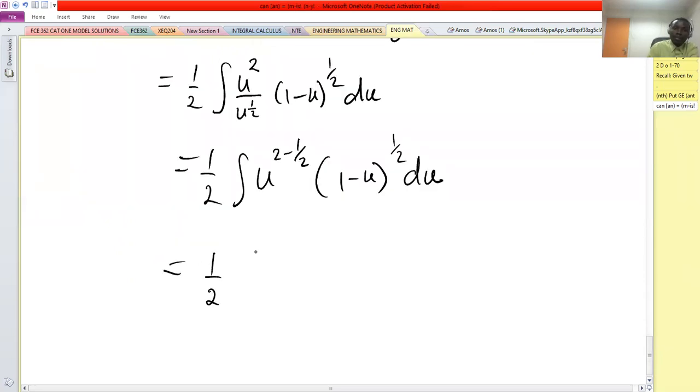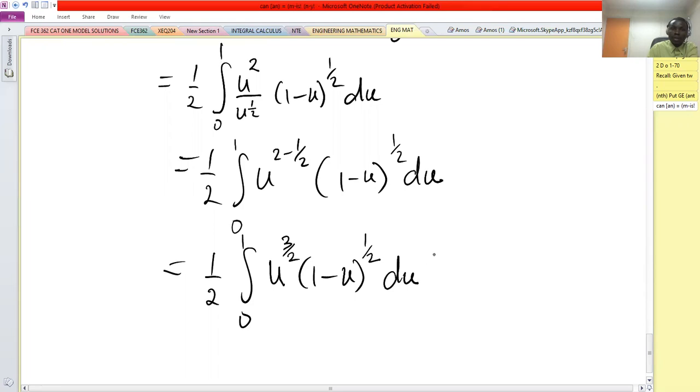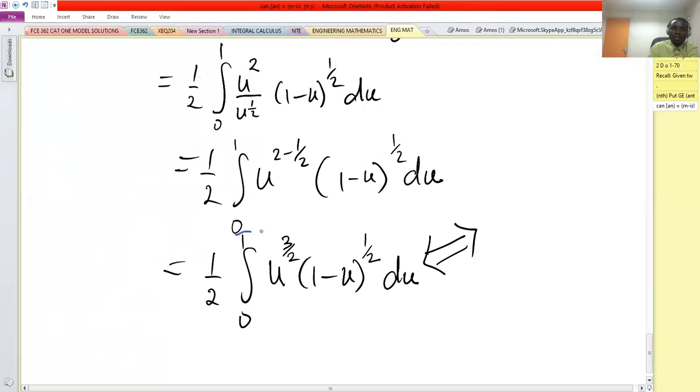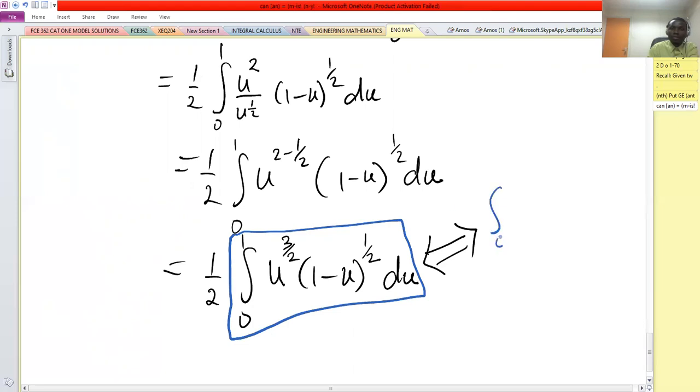which will be a half integral from 0 to 1 of u raised power, so 2 minus a half will give you 3 over 2, into 1 minus u raised power half du. And you see this part here conforms to this general form, x raised power m minus 1, 1 minus x raised power n minus 1 dx, which defines the beta function with parameters m and n.